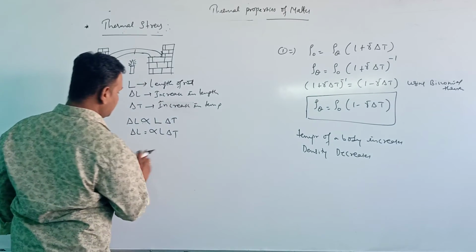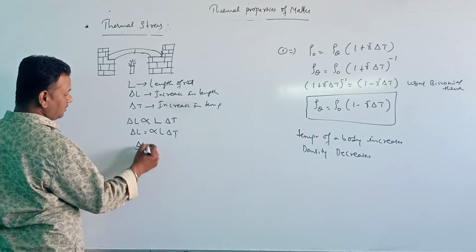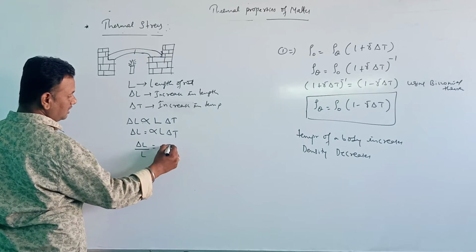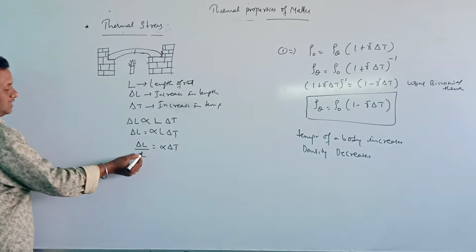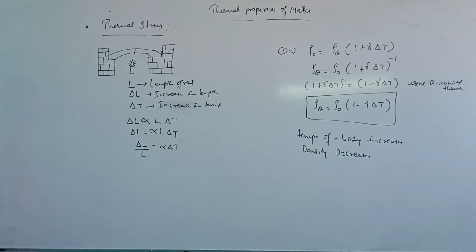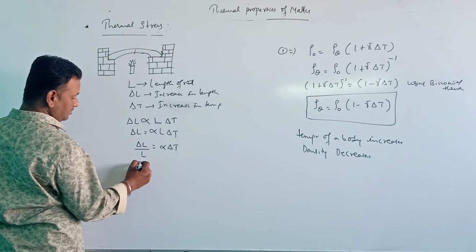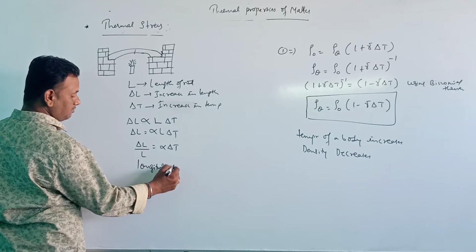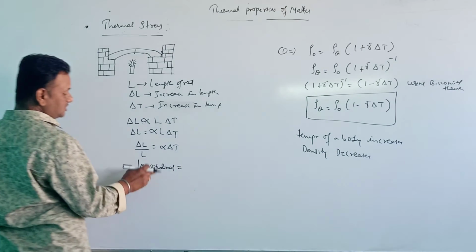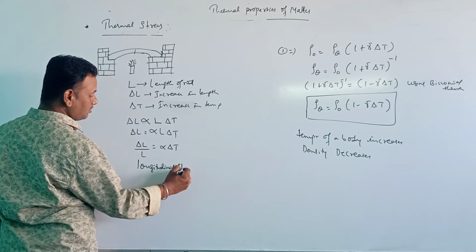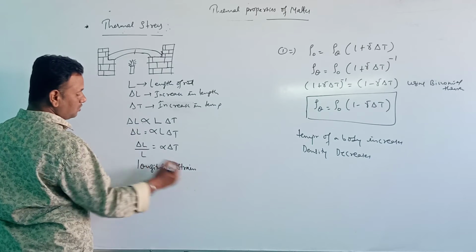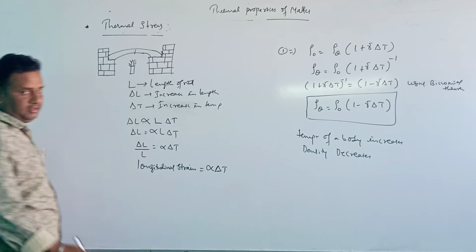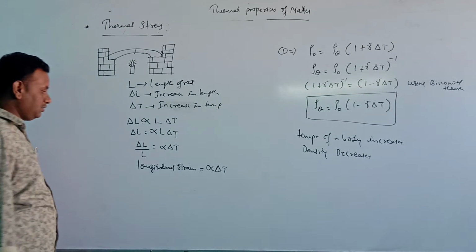Now this can also be written as delta L by L is equal to alpha delta T, where change in length to the original length is called strain. It is strain. So that is longitudinal strain. If you go through the mechanical properties of solids that you have studied, longitudinal strain is nothing but change in length to the original length, which is alpha into delta T.